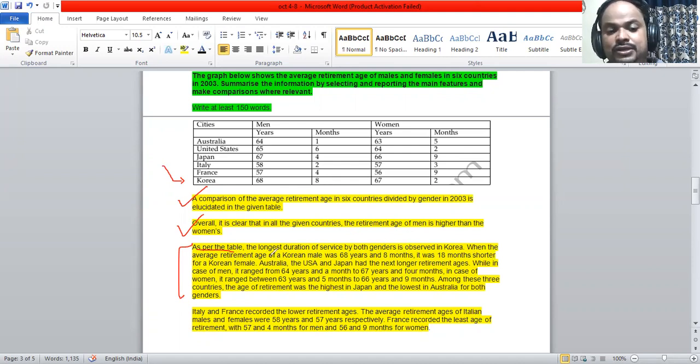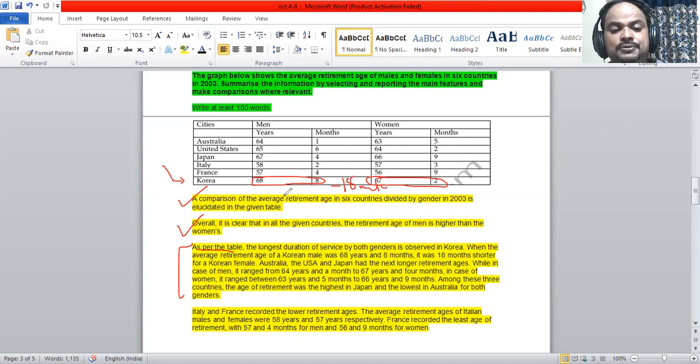When the average retirement age of a Korean male was 68 years and 8 months, it was 18 months shorter for a Korean female. So now we can say 68 and 8 months for a Korean male. It's 18 months shorter for a Korean female. So we have, say, the deduction of 18 months.